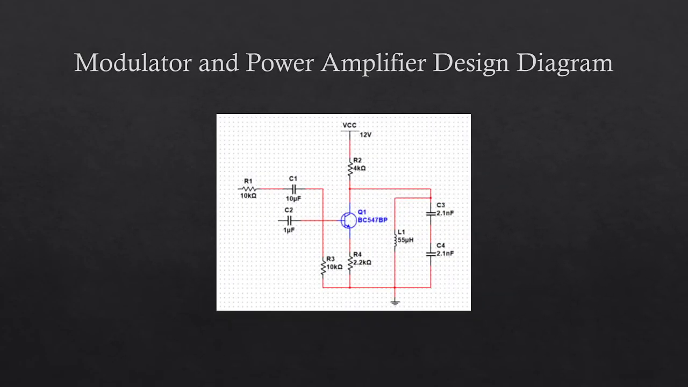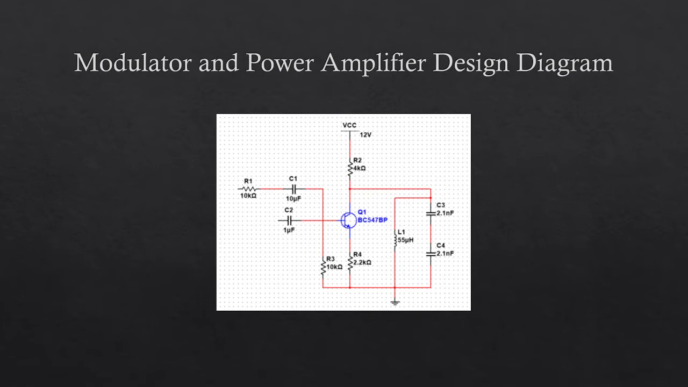So for the modulator and power amplifier design diagram, the modulator and the power amplifier are designed as a Class C amplifier, with the addition of a tuned circuit. In a Class C power amplifier, active components such as transistors conduct for less than 1/2 cycle of the input signal. A conduction angle of less than 1/2 cycle is less than 180 degrees, with a usual range of around 80 degrees to 120 degrees.